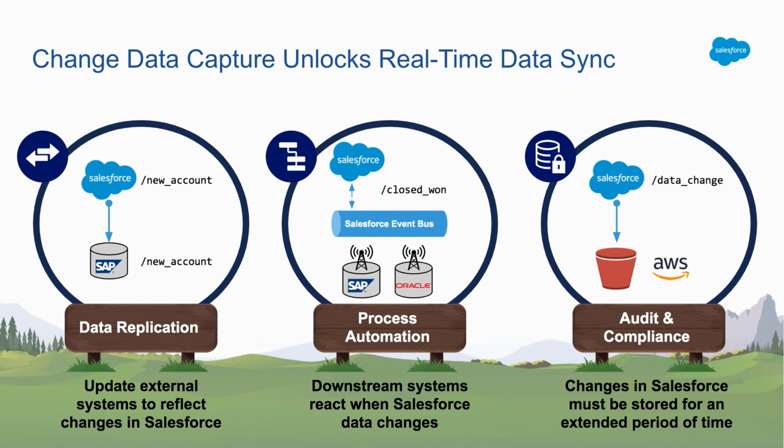Audit and compliance is the third main bucket. So some customers need a breadcrumb trail of every single change that happens in their Salesforce org, hydrating a data lake so that they can run machine learning or analytics or audit and compliance reports over. Basically a holistic view of their data from T0 all the way up to the point in time that they're querying that data lake, if you will.